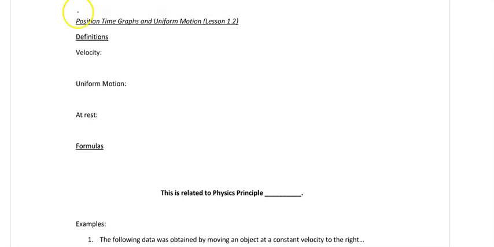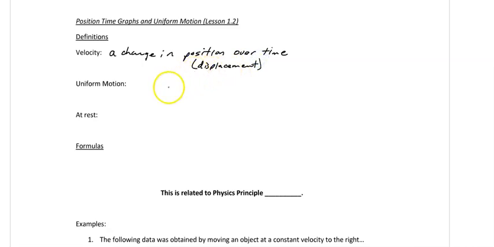Hello, everyone. Welcome to section 1.2, position time graphs and uniform motion. First off, we'll start with a couple of definitions. The first one being velocity, and we've already talked about this one, but really it is a change in position over time. This change in position can also be seen as a displacement. That's just a change in position.